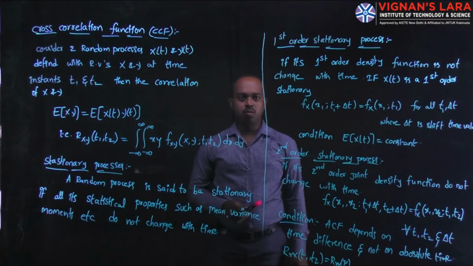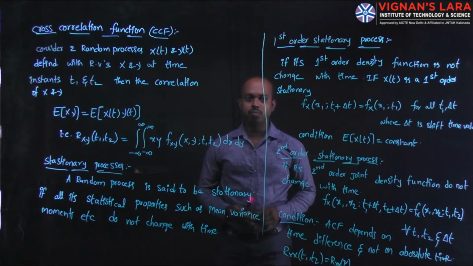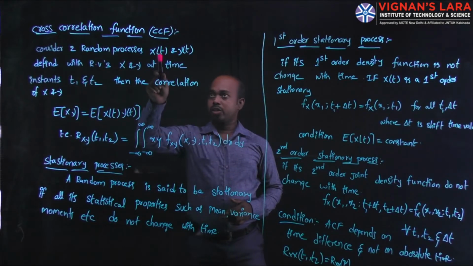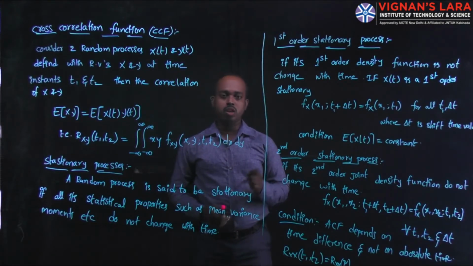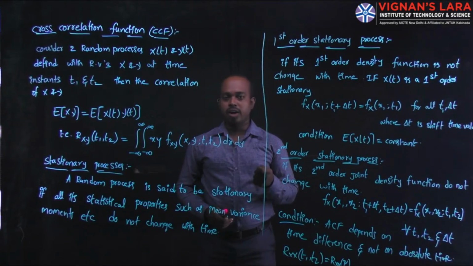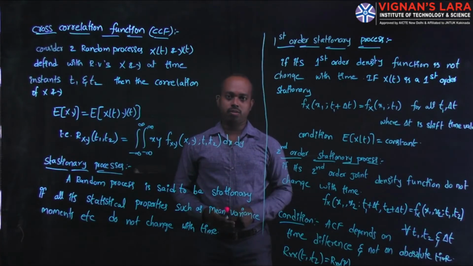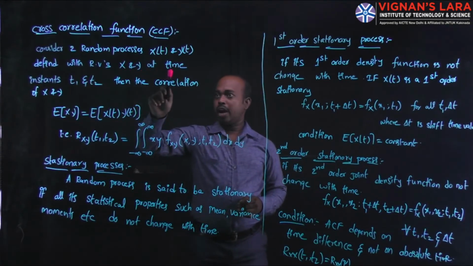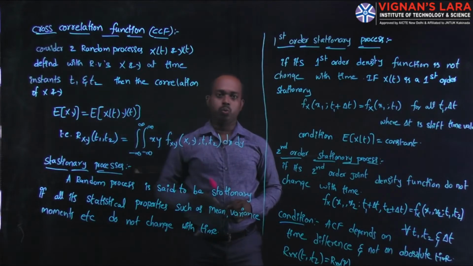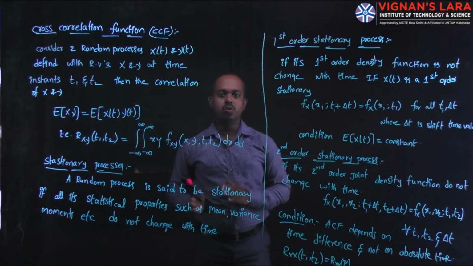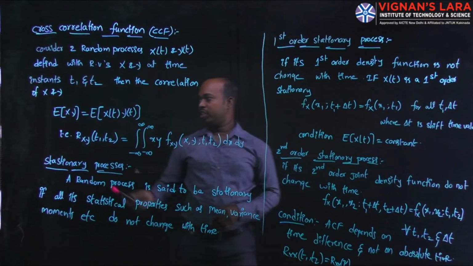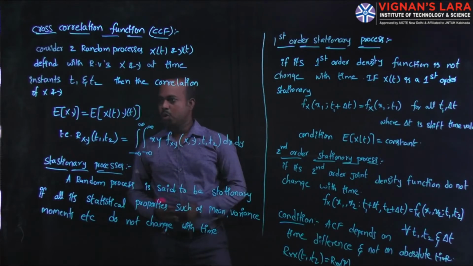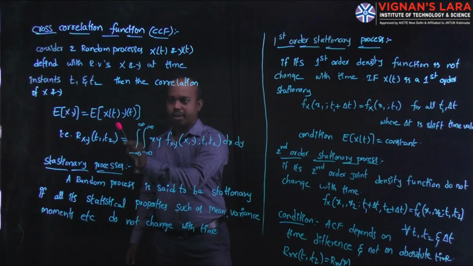What we can find there: you need to consider two different random processes, x of t and y of t. Those are defined with the random variables at time instances. The random variables are x and y at times t1 and t2. The correlation is called the cross correlation function. The cross correlation is denoted with the expectation of xy, otherwise we can represent it as the expectation of x of t and y of t.